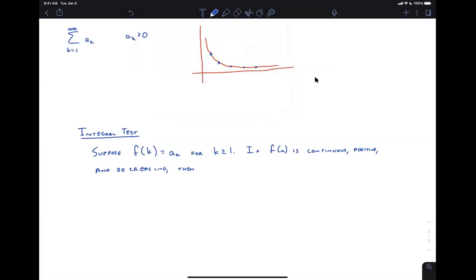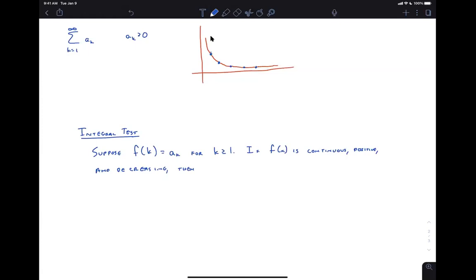And so these conditions, that f of k equals a_k just means the dots are along that continuous function. f of x is continuous, positive, and decreasing means that it looks like that. So it's continuous, so it's this nice smooth curve. It's positive, meaning it's above the x-axis, and it's decreasing, meaning it's always going down. That means the graph basically looks like that.